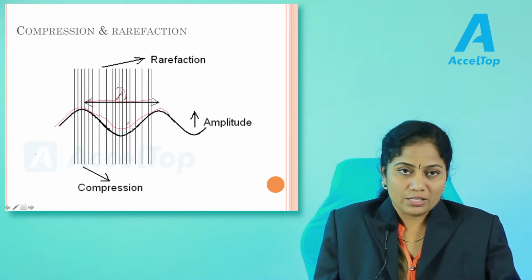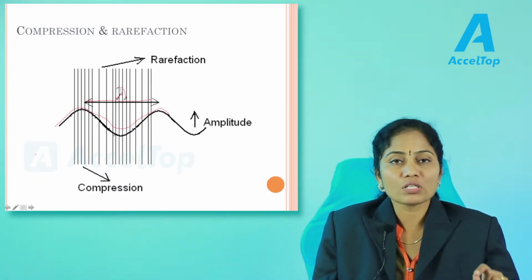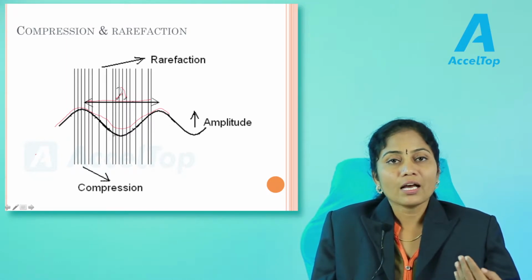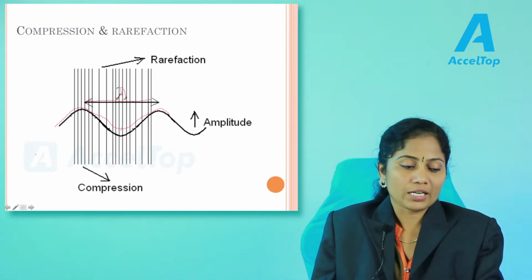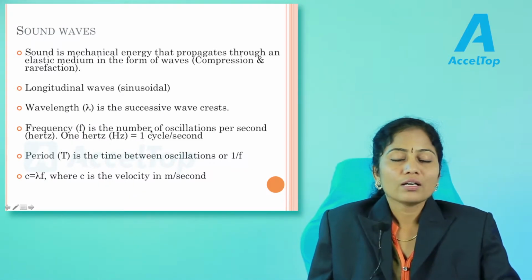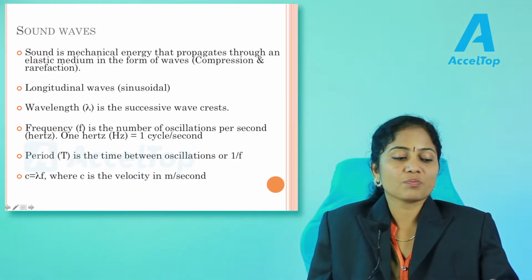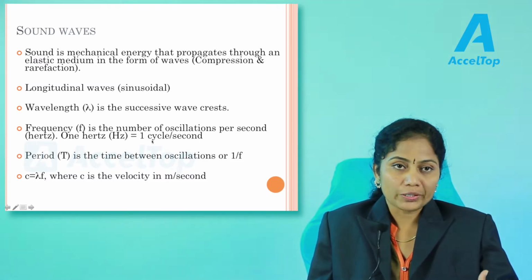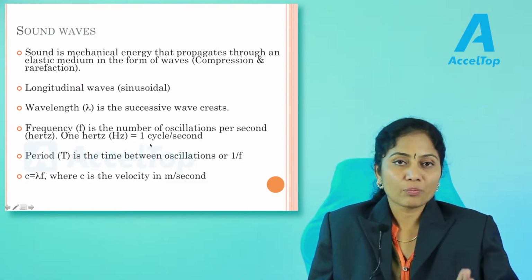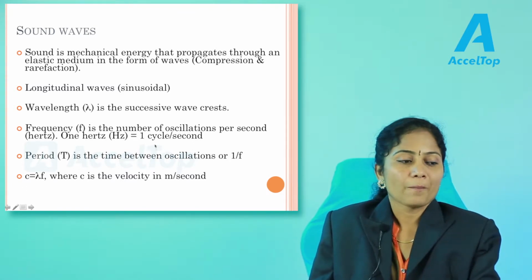The number of oscillations per second is called frequency. Frequency is expressed in terms of hertz. 1 hertz is 1 oscillation per second. So wavelength is the distance between successive wave crests, frequency is the number of oscillations per second, and 1 hertz is 1 cycle per second. Why are all these important? Because the velocity of sound depends on the frequency, wavelength, and also the density through which it travels.